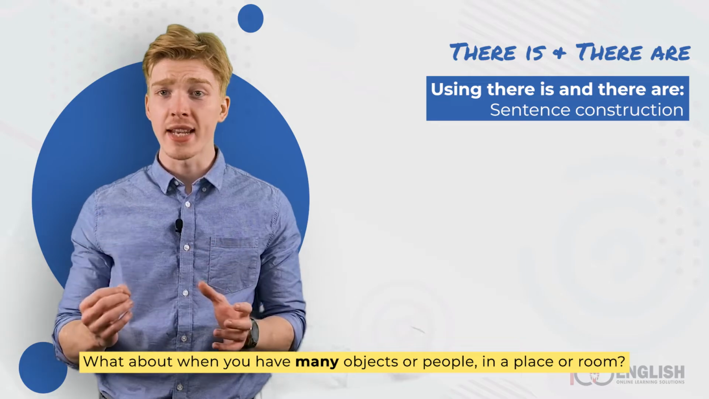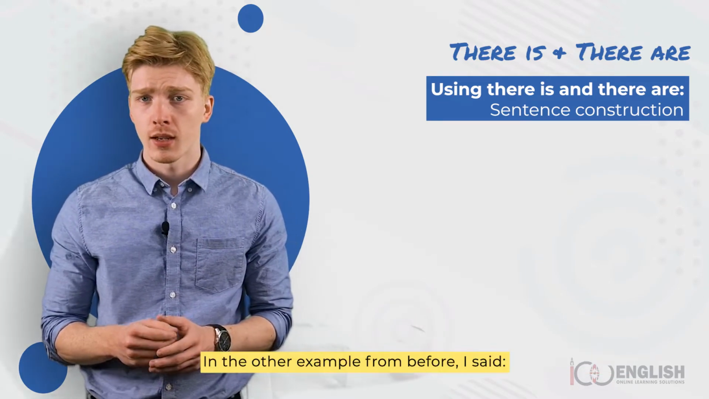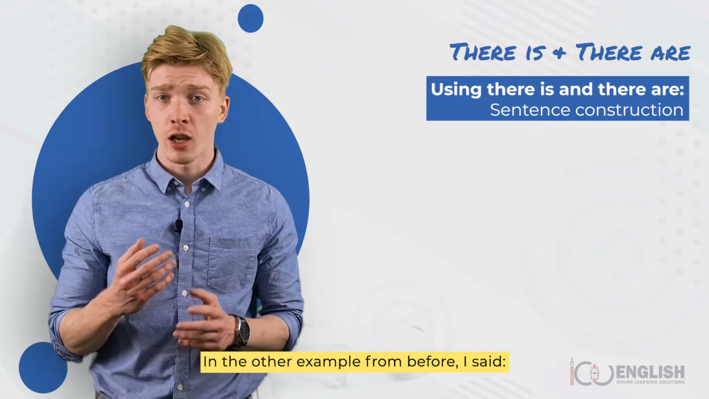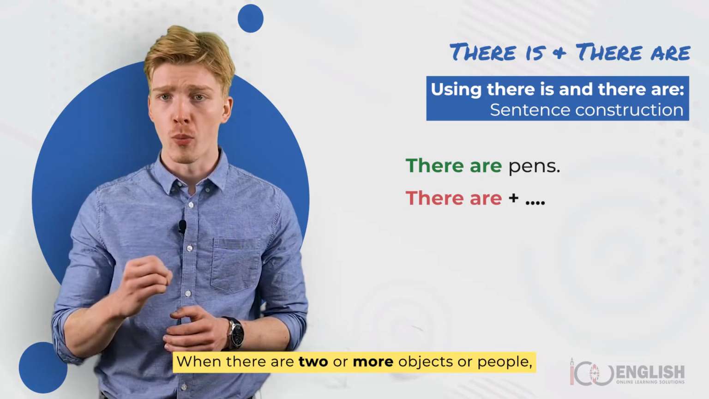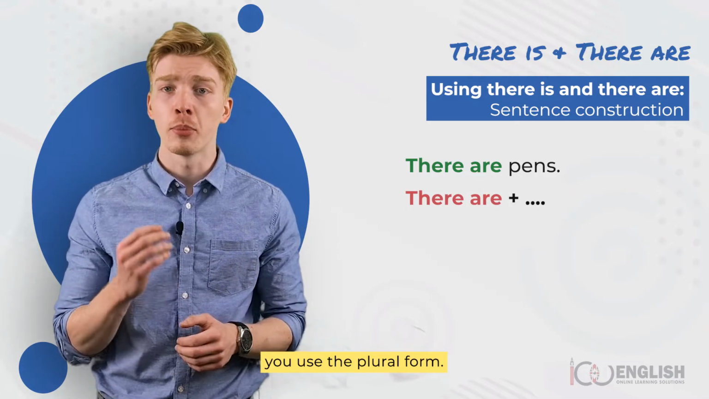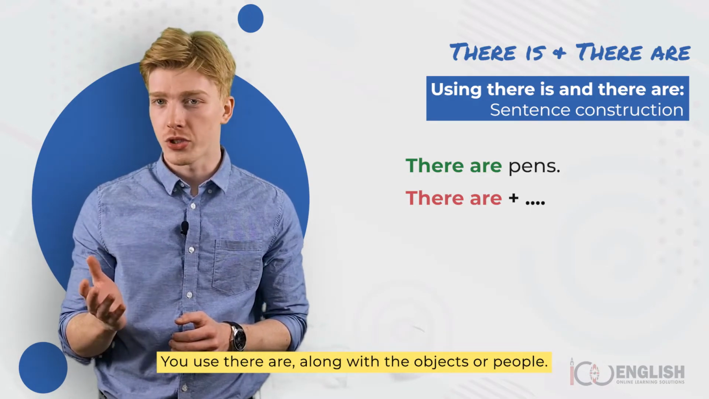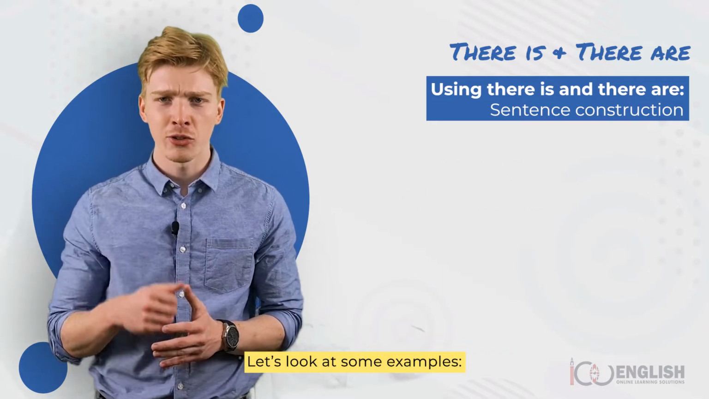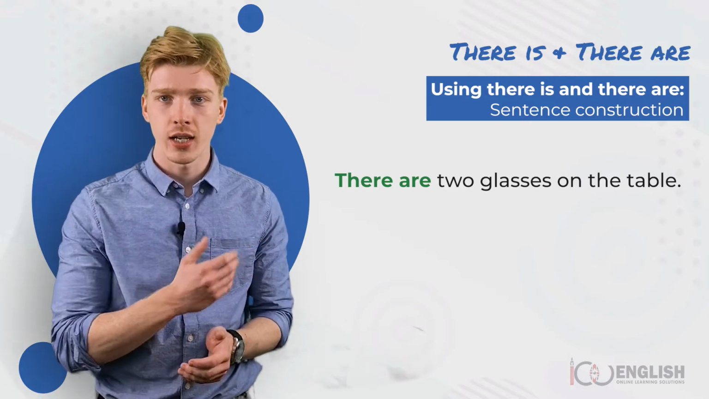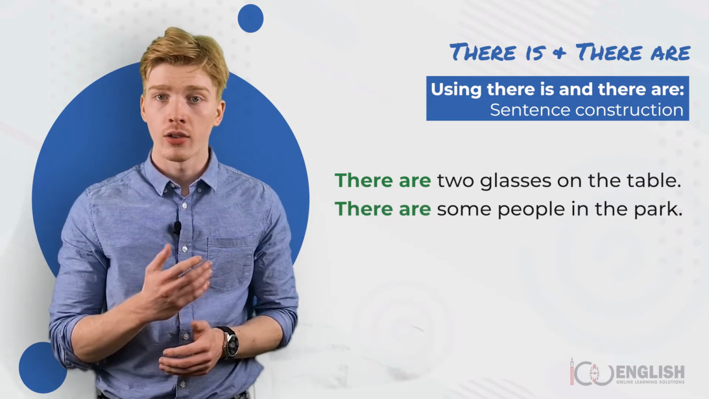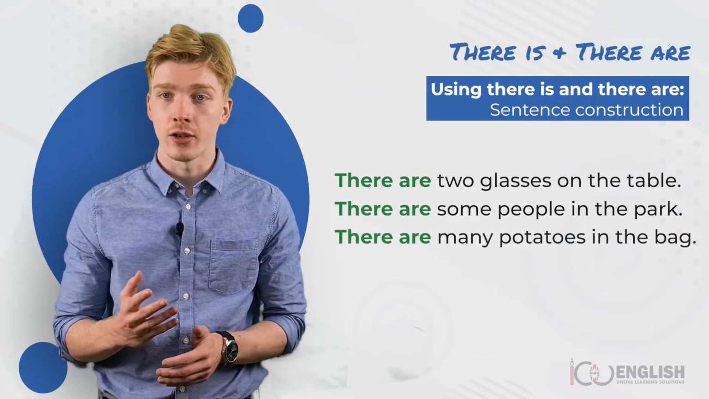What about when you have many objects or people in a place or a room? In the other example from before, I said, there are pens. When there are two or more objects or people, you use the plural form. You use there are along with the objects or people. Let's look at some examples. There are 2 glasses on the table. There are some people in the park. There are many potatoes in the bag.